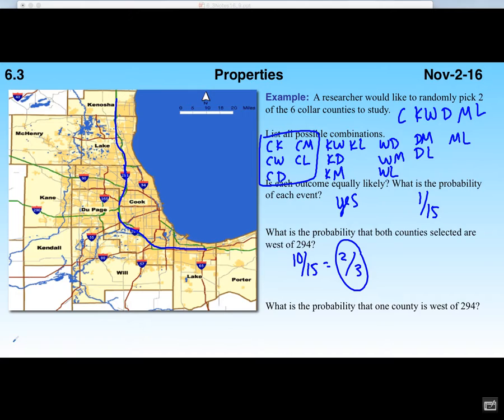How about 6? Let me say it this way. What's the probability that at least one county is west of 294? 15 out of 15. Cook is the only one that's east of 294, so in every possibility, there's at least one county that's west of 294. Okay so far? Okay. Moving on.